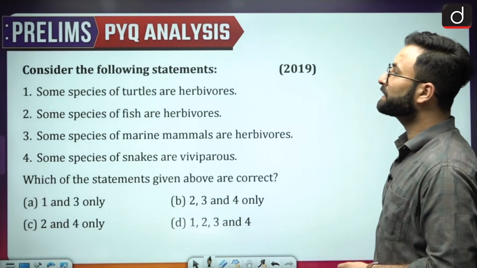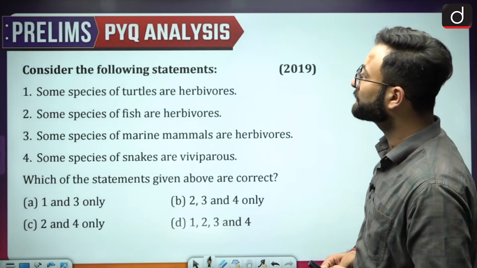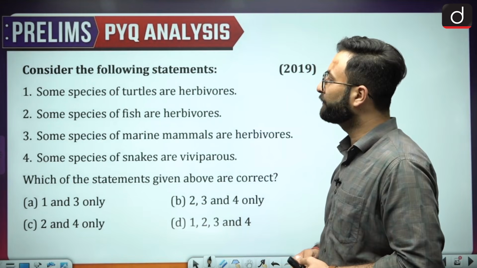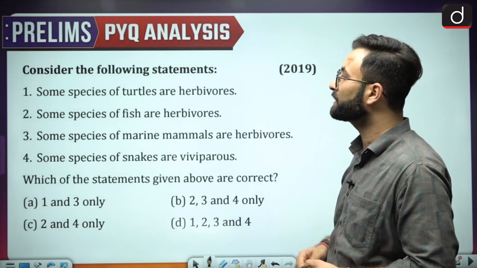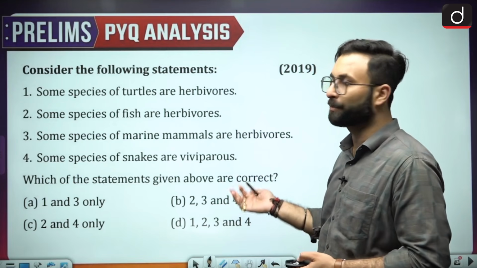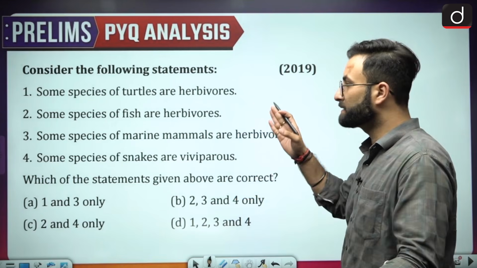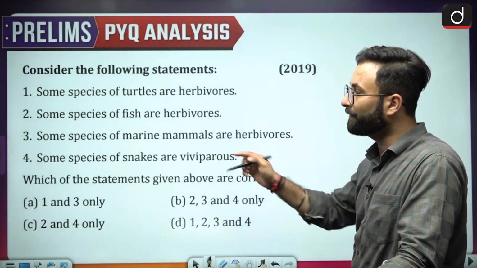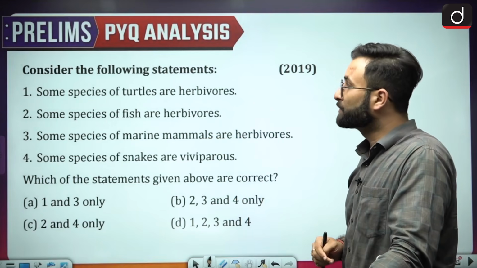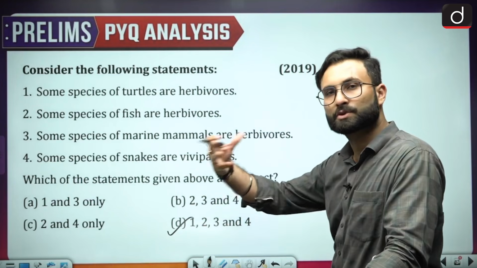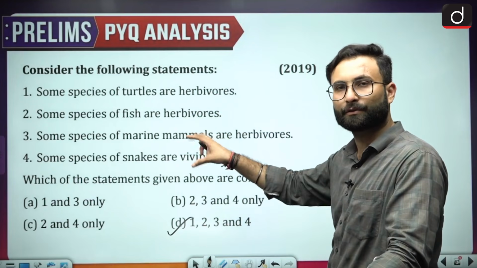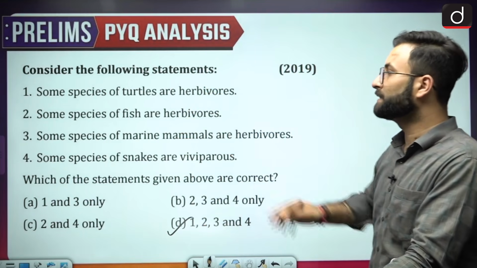Coming to the next one, consider the following statements. Some species of turtles are herbivorous. Some species of fish are herbivorous, some species of marine mammals are herbivorous, some species of snakes are viviparous. Again, if you look at these statements, they have this element, that is, some species. So here option D would be the right answer, that is, all of them are true, because there is a scope. We have already discussed such questions earlier as well. So all of these statements are true.